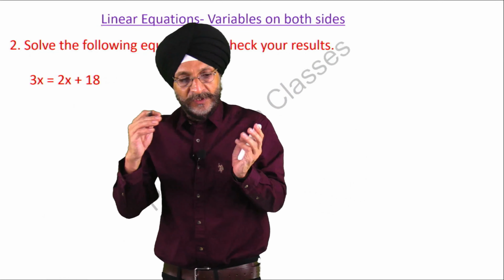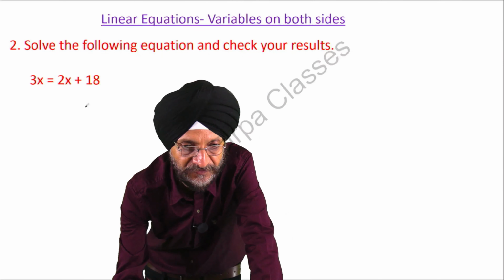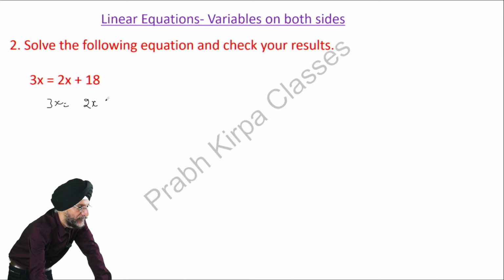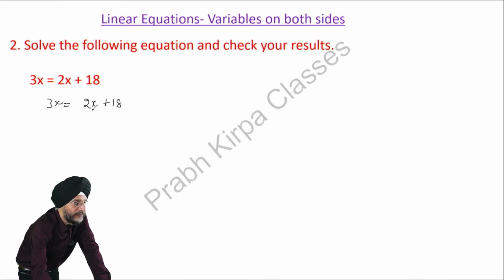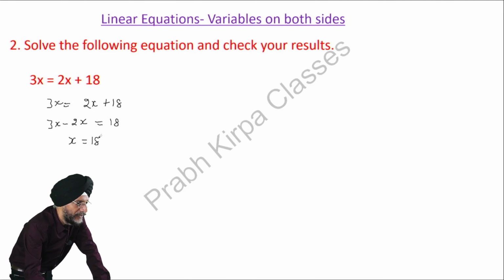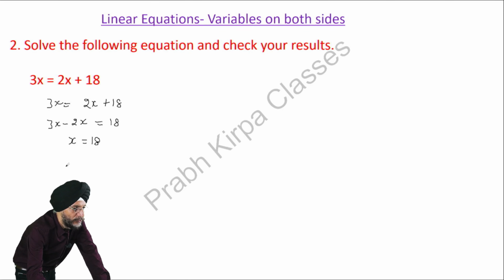Now a question of the same type, here it is 3x is equal to 2x plus 18. As already told, we will take the variable on one side. So it will be taken on the left hand side, is equal to 18. 3x minus 2x is equal to 1x is equal to 18. So the value of x has been arrived at. That is, the first part has been solved. Then check your results.